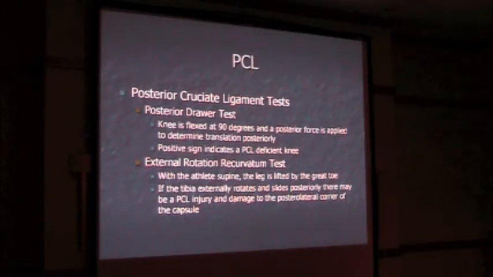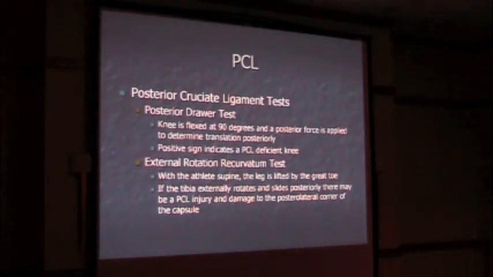PCL, posterior drawer test, same thing as that anterior drawer test, 90 degrees of flexion. Put both thumbs on the joint lines and then push posteriorly. If you feel the tibia slide posteriorly past the condyles, that is a positive test. And you can even grade it just depending on how much laxity you have posteriorly when you push it. But that usually will indicate that you have a PCL deficient knee.